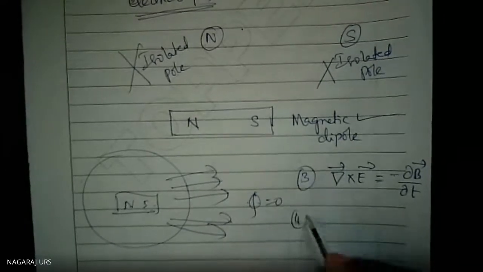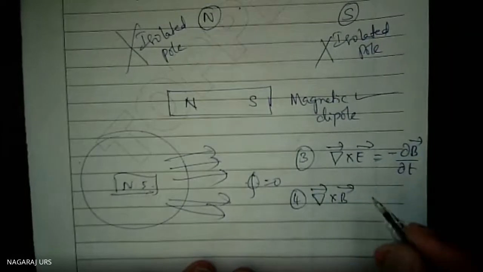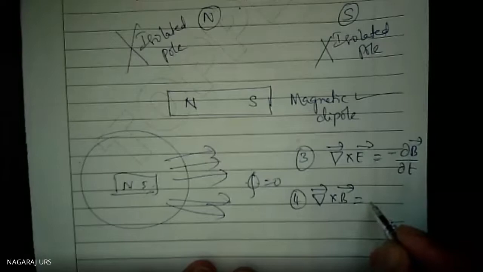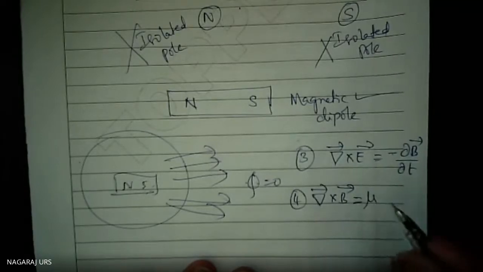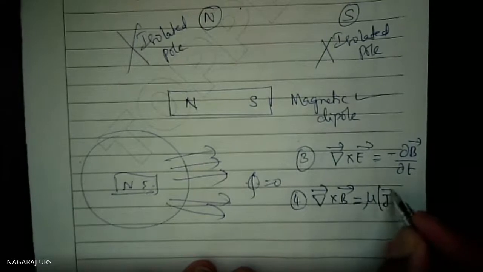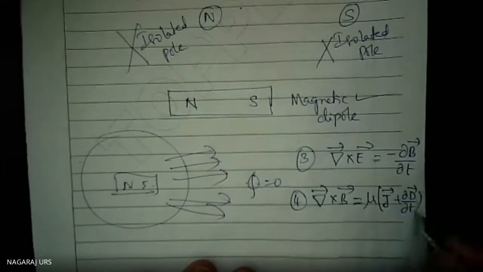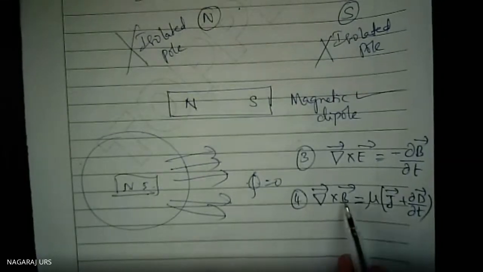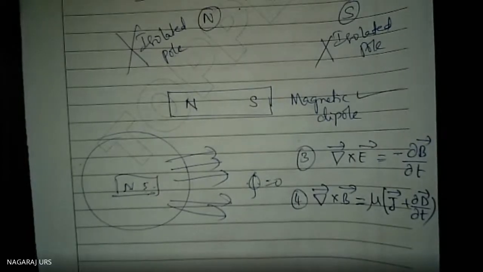Okay. Fourth one: del cross B is equal to mu times J plus the displacement term. If I write H here, mu will not be there. If I write B here, mu will be there. Mu is a constant.